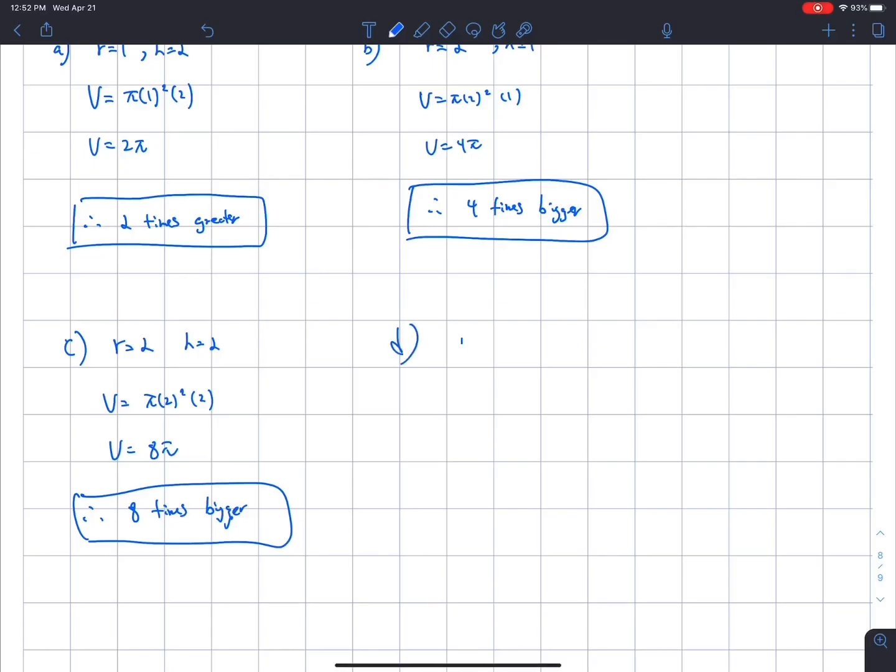D, triple the height. So radius is still 1, height is now 3. Volume is just pi r squared h. We get 3 pi, so the volume is 3 times bigger.